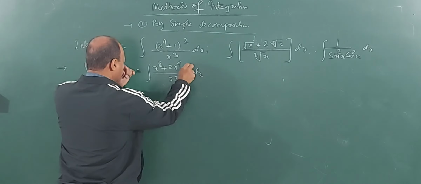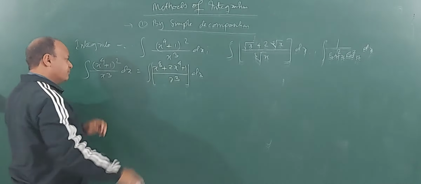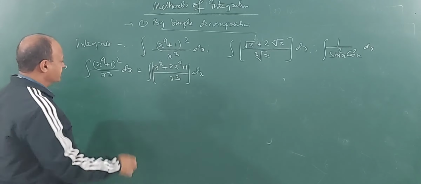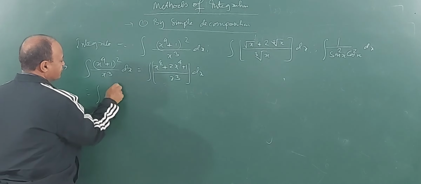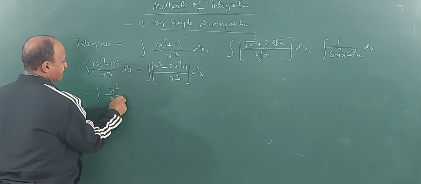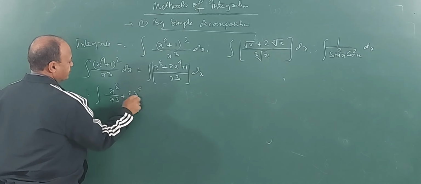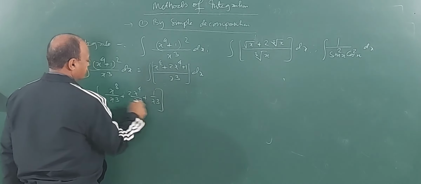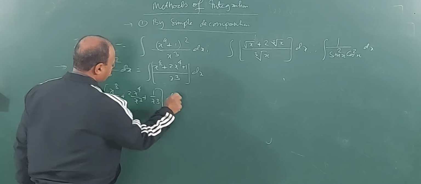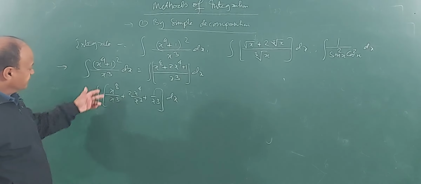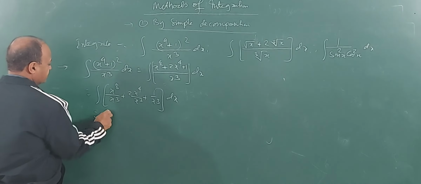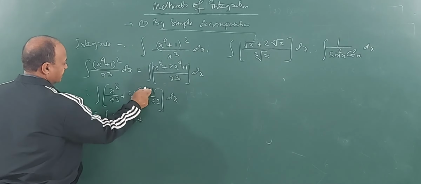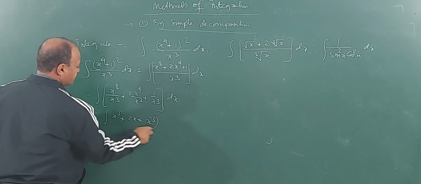And then I'm decomposing. Decomposing means I'm simplifying it, breaking down every term. So I can write this as x to the power 8 by x cube plus 2 x to the power 4 by x cube plus 1 by x cube. Can I write like this? If we divide x to the power 8 by x to the power 3, what do we get? x to the power 5 plus 2x, and take this x cube from the denominator to the numerator: x to the power minus 3.